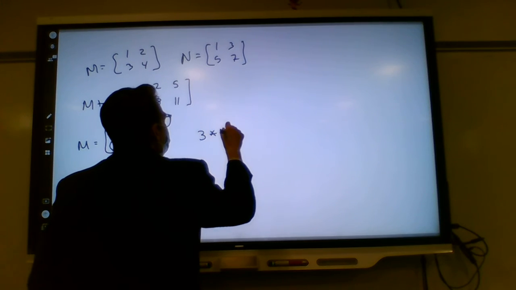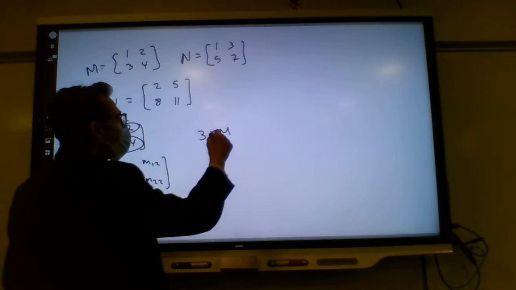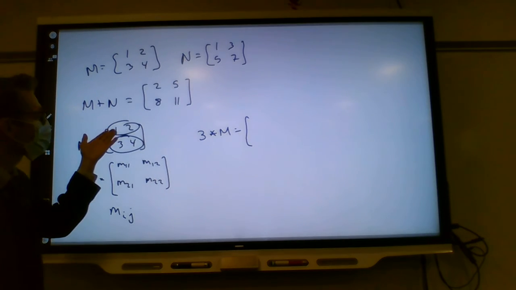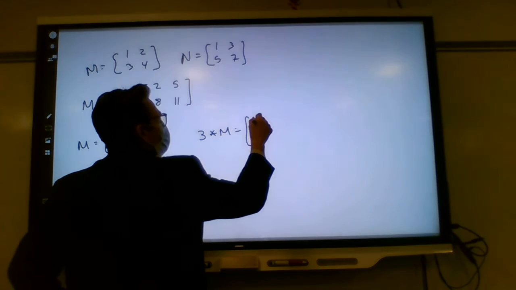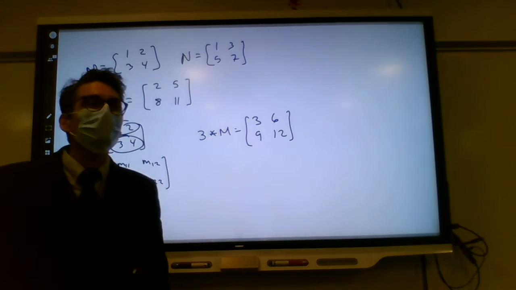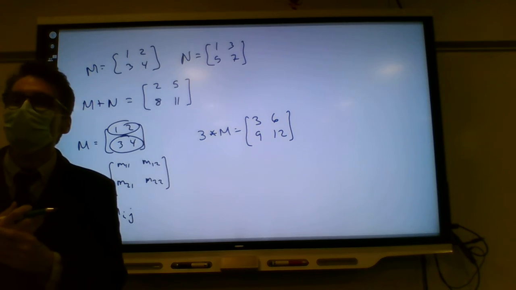What if I said, let's multiply a matrix by a scalar? What would you think of then? Multiply each component by that number. So what would we get here? 3, 6, 9, and 12. And that's exactly what scalar multiplication does. Right? Just multiply each component by the scalar.